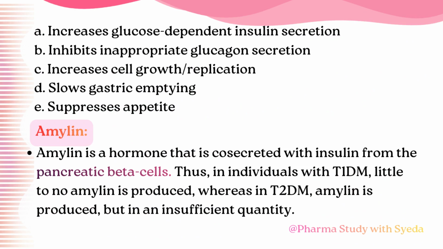Amylin. It is a hormone that is co-secreted along with insulin from the pancreatic beta cells. It works together with insulin to help regulate blood glucose levels, especially after meals. In individuals with type 1 diabetes mellitus, there is little to no insulin production, and therefore little to no amylin is produced. In type 2 diabetes mellitus, amylin is produced, but usually in insufficient amounts, contributing to poor glucose control.